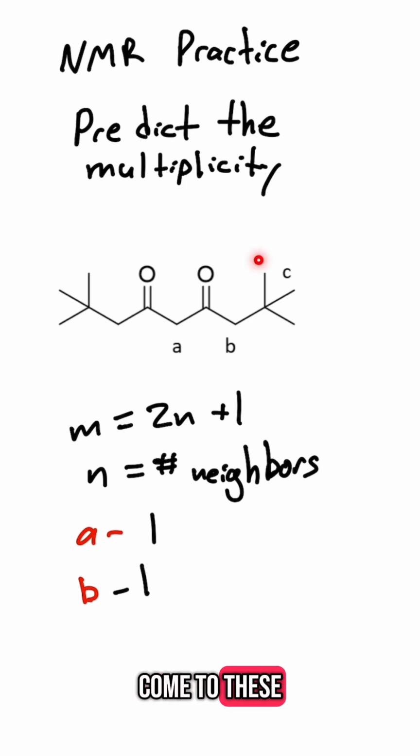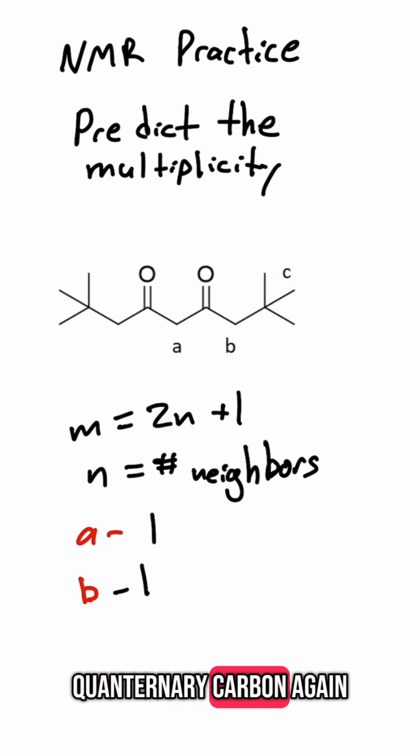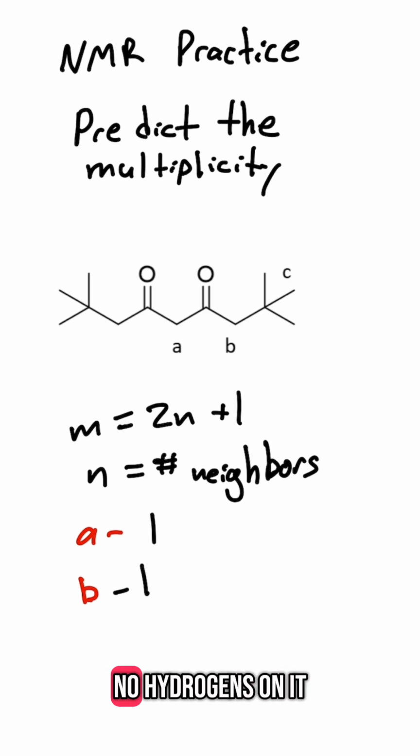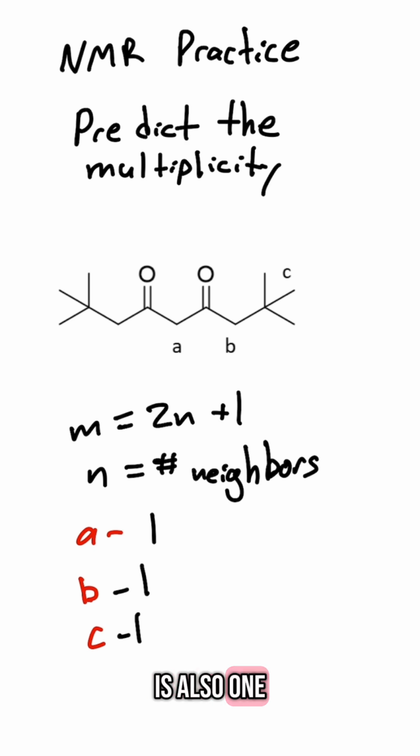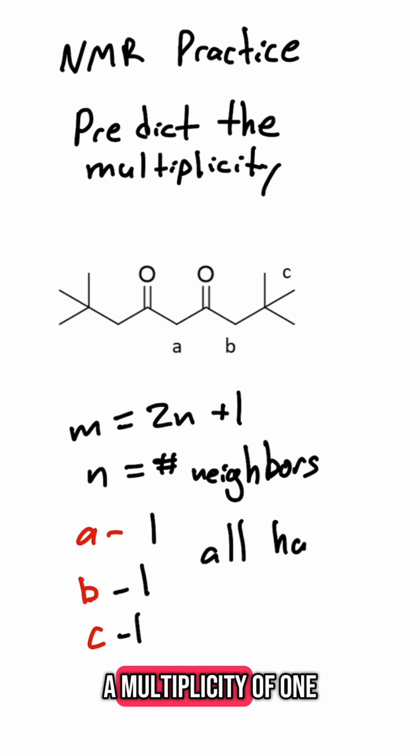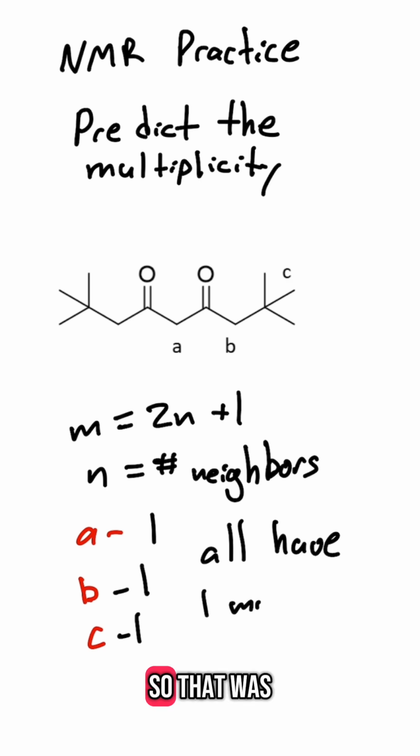Now if we come to these methyl groups here, and we look at them, remember these are all chemically identical. So these methyls, what do they have next to them? They have that quaternary carbon again, which also has no hydrogens on it. Therefore, its multiplicity is also 1. They all have a multiplicity of 1. So that was a little bit of a trick for you.